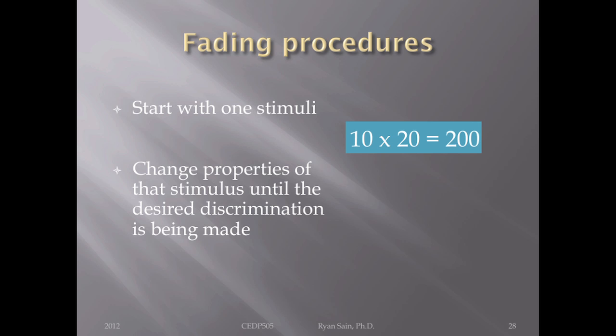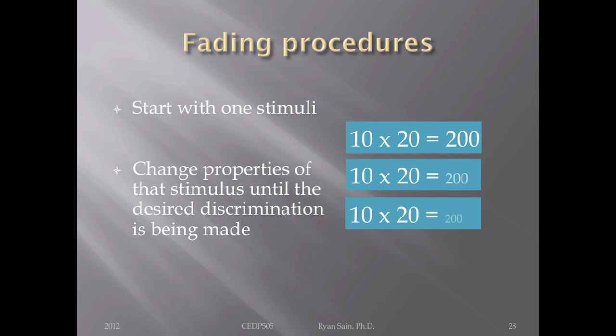We're going to set up a fading procedure to teach someone what 10 times 20 is. 10 times 20 is 200. So I asked the class, 10 times 20 is what? Everybody says 200. You can do this with one person. Now I say, 10 times 20 is what? I say 200. But notice that I'm changing that stimulus a little bit.